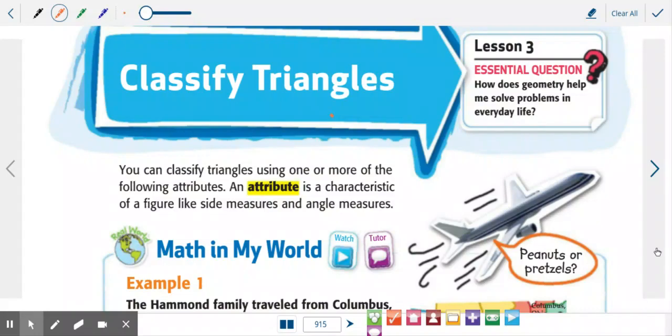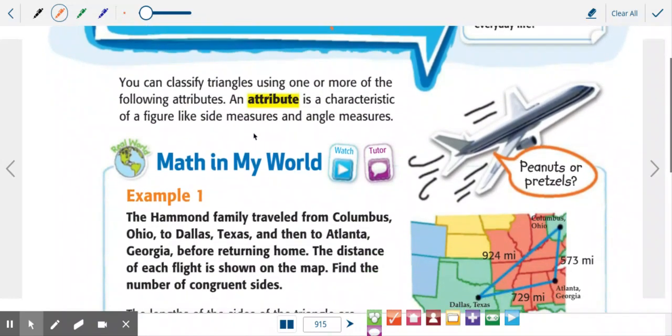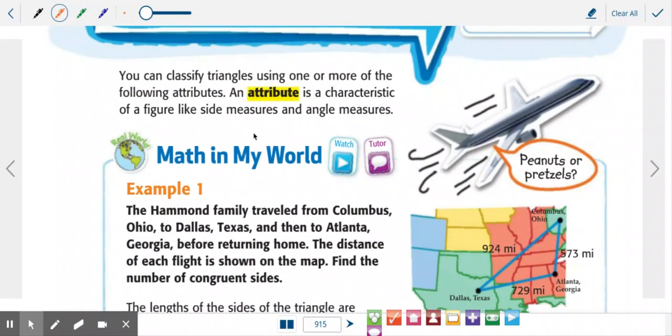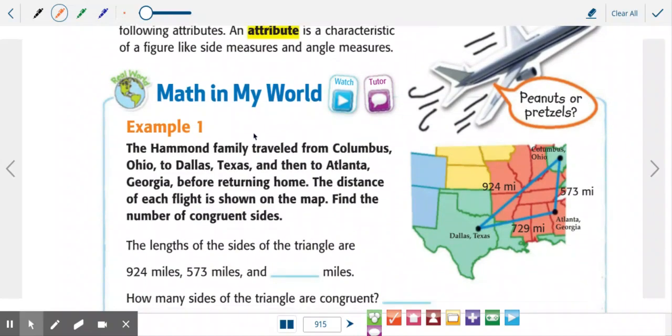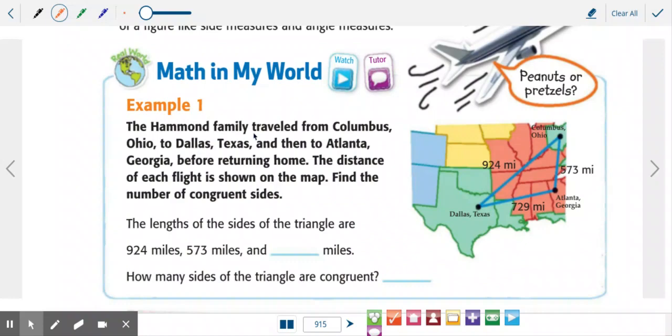All right, so today we're doing chapter 12, lesson 3, classifying triangles. So we're going to look at the different ways that we can classify triangles, and one of those ways is by using an attribute. An attribute is a characteristic of the figure, like what sides it has or what angles it has, okay? So once we look at what attributes the triangle has, we can decide whether it's an acute triangle, a scalene triangle, an obtuse triangle, or an equilateral triangle.